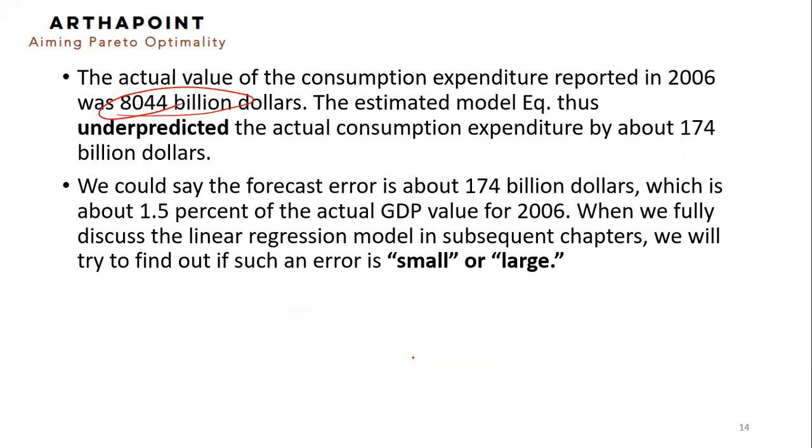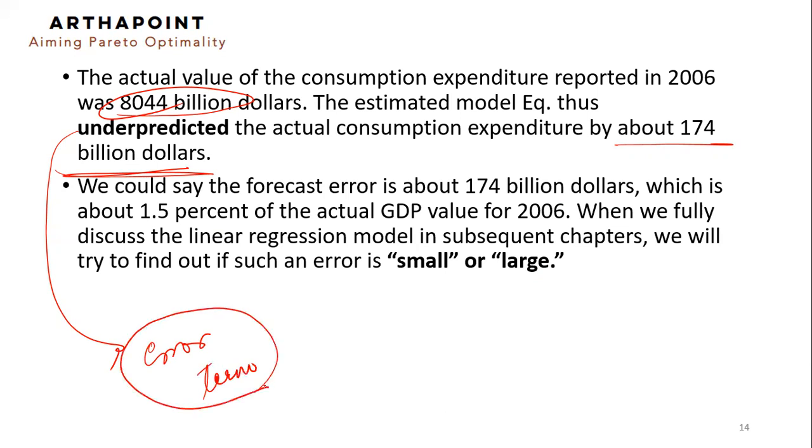This equation tells you that approximately these $174 billion were unpredicted. You could not predict these $174 billion, which should have been predicted. So this becomes your error term.